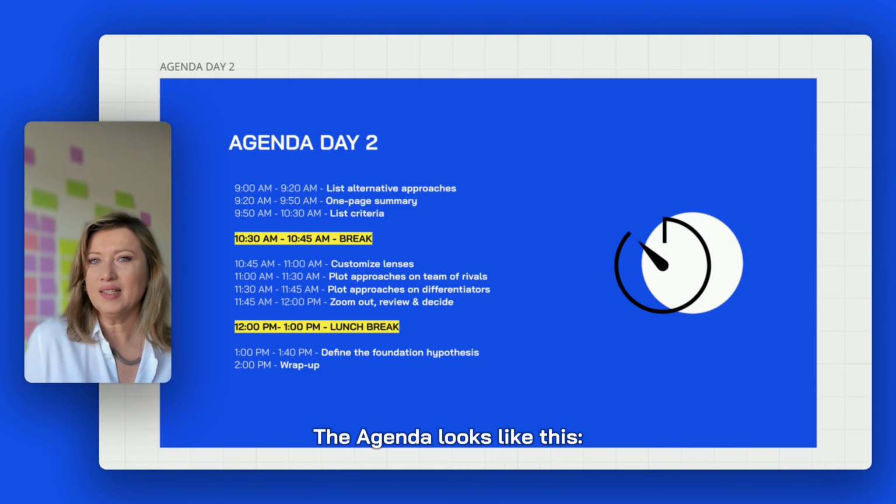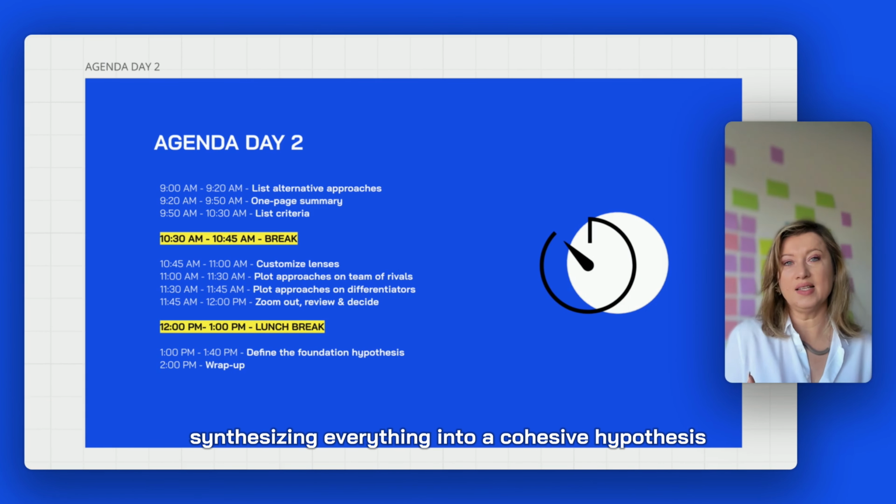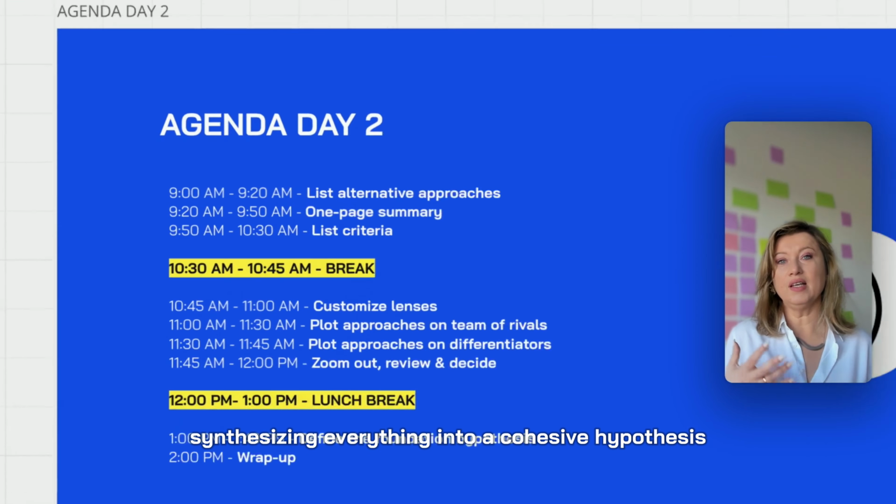The agenda looks like this: ideation and decision making in the morning, and then synthesizing everything into a cohesive hypothesis after the lunch break. Once you've set the stage and answered any questions, you'll kick off the first activity of the day, step 3, approaches.